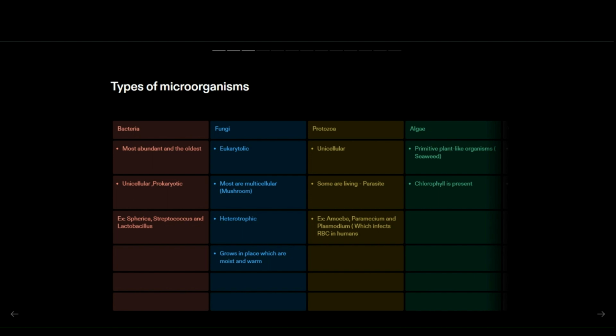Algae. It is a large group of simple plant-like organisms, but they have no roots, stems, or leaves. So these are seaweeds, and chlorophyll is present. They can be unicellular or multicellular.